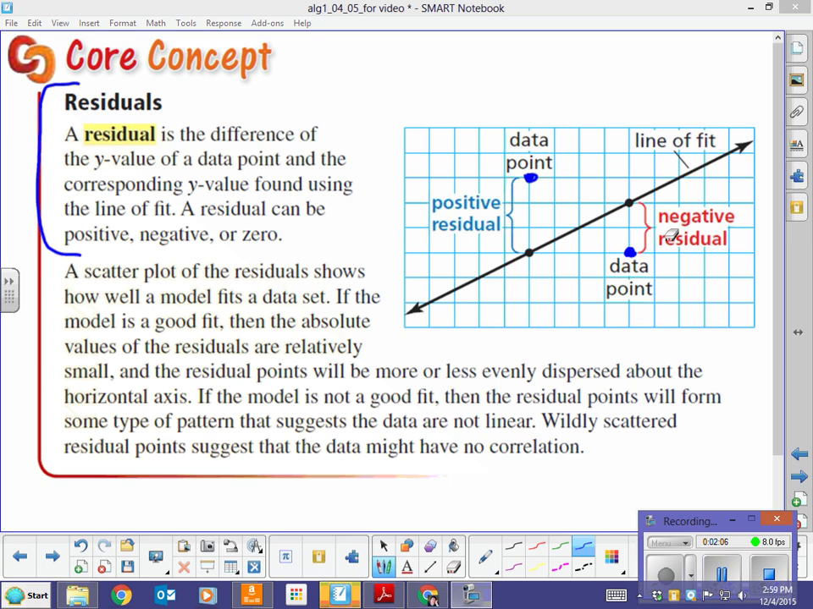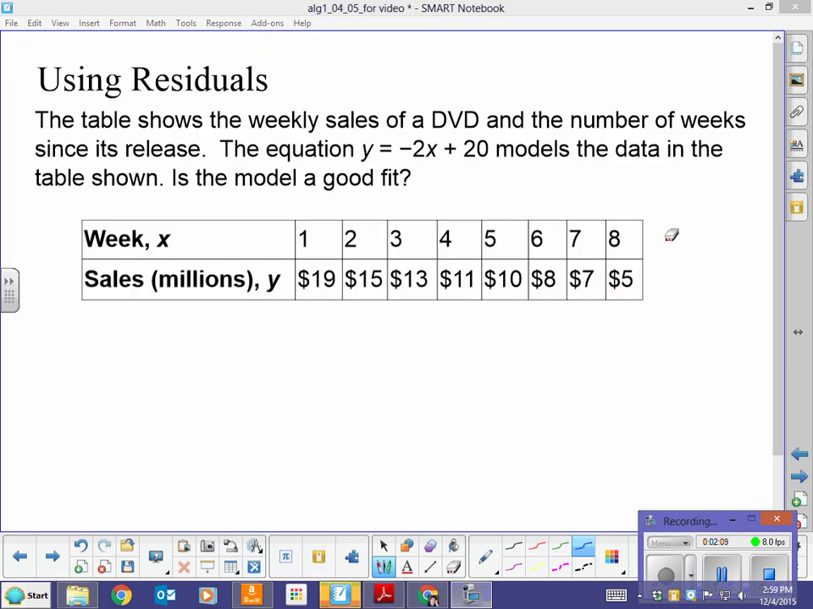And let's look at an example here. This example was used on the previous lesson, and this table we've seen before. It says the weekly sales of the DVD and the number of weeks since its release are shown in the table. And here's the equation we came up with, y equals negative 2x plus 20. But we want to know, is it a good fit?